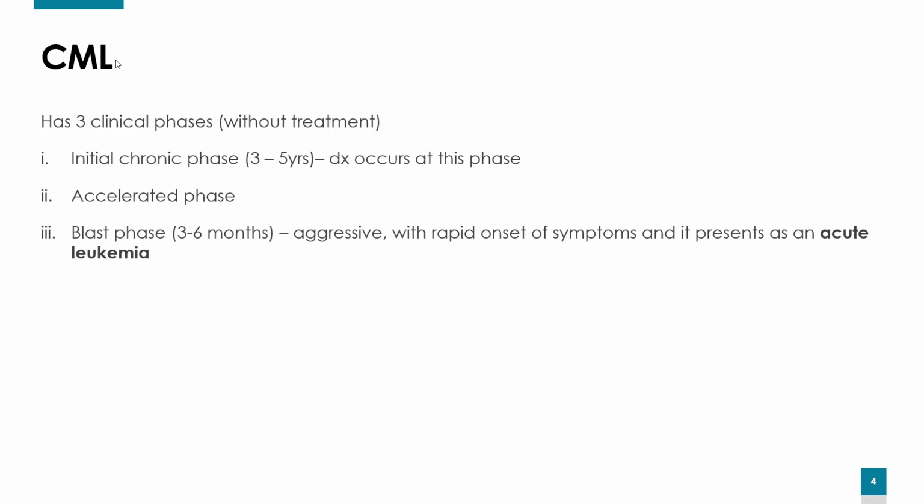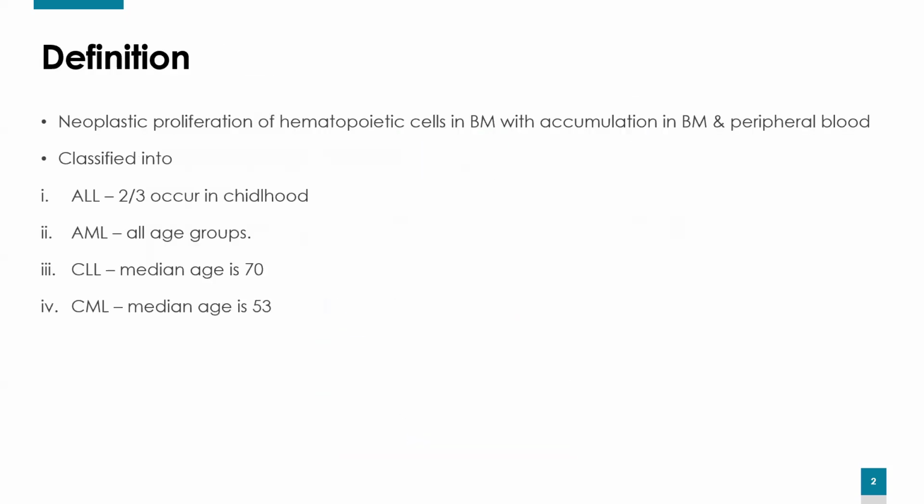Here we're talking about CML specifically. We won't talk about CLL because it's not very common, and you don't need to go deep into something you would probably never see. So the blast phase usually lasts about 3 to 6 months, and it's aggressive with rapid onset of symptoms and presents as an acute leukemia. I've written in bold acute leukemia because if you go with this idea in your head, you'll find that when you're giving a diagnosis, everything is basically an acute leukemia. These guys will come with the blast phase, which presents as an AML. In fact, one of the risk factors for AML is CML.